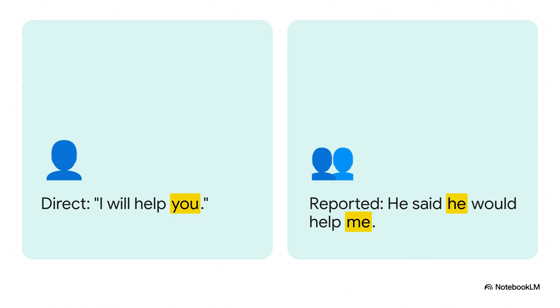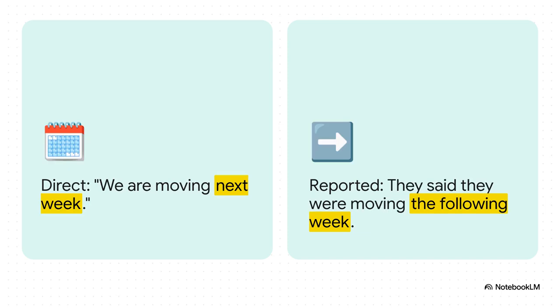The second shift is a total no-brainer. You naturally have to change the pronouns to fit who's talking now. I mean, if he says, I will help you, it only makes sense that when I tell the story, I say, he would help me. You're just updating the perspective. And the final piece of the puzzle, words about time and place. Think about it. If someone says tomorrow, but you're telling the story a week later, tomorrow doesn't make sense anymore. So tomorrow becomes the next day, here becomes there, and next week becomes the following week. You're just updating the coordinates of the story.